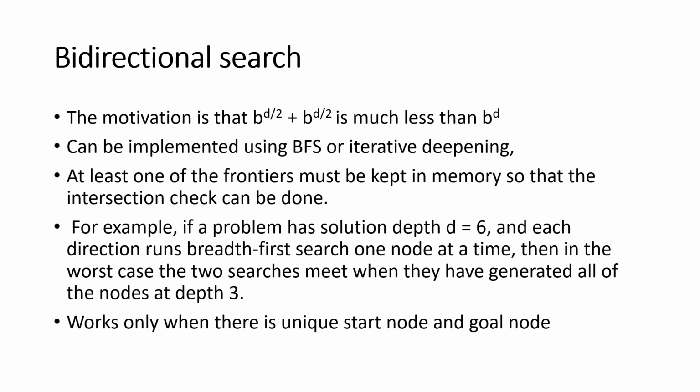So that will be the worst case. Forward search expands all the nodes up to depth 3 and backward search expands all the nodes up to depth 3. Then the two searches meet in the middle. So this drastically reduces the number of nodes generated compared to a single BFS to depth 6. And it works only when there is a unique start node and goal node.